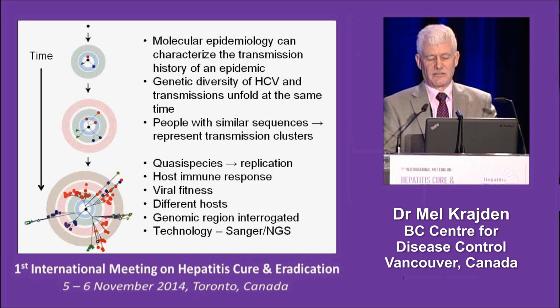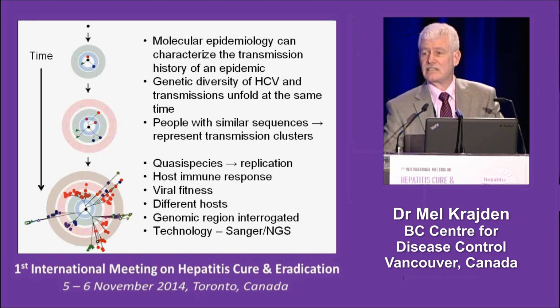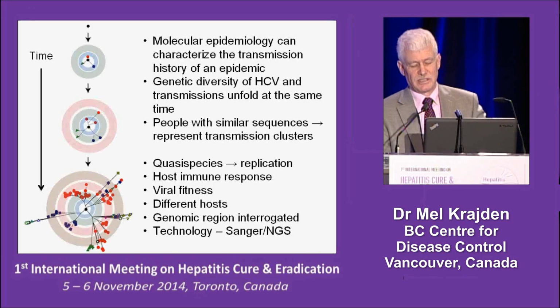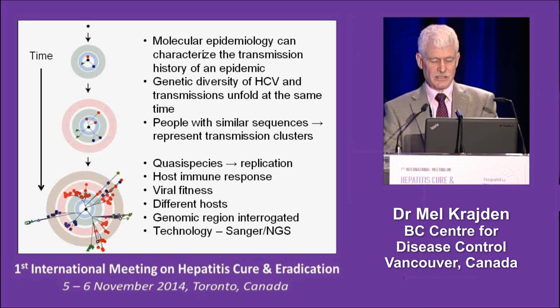And the factors are, of course, the virus has quasi-species, and this is a function of replication, so those viral variants are affected by the host immune response. They are affected by the fact that the virus has to remain fit in order to replicate. It's affected by different hosts that are infected. It's affected by the genomic region that you're looking at and the technology that you use, Sanger sequencing versus next-generation sequencing.